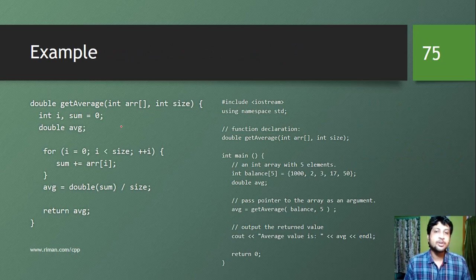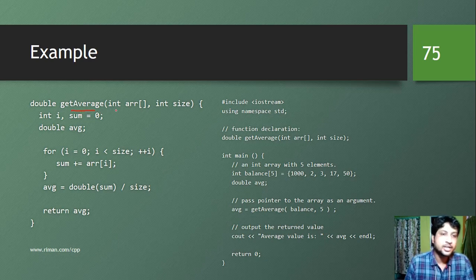So here is an example of array and functions as well. We have this particular program. We have this function, double getAverage. This function will get the average of all the numbers that are stored in this particular array. We have used two arguments. One is the array, another one is the size of the array.